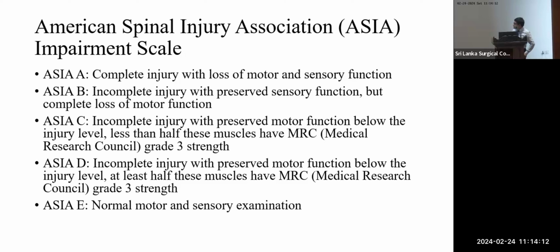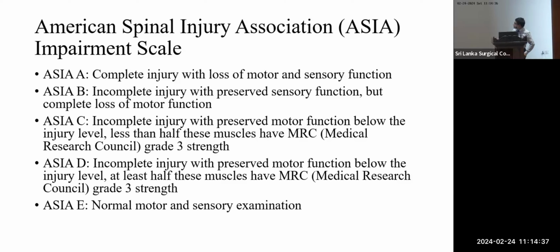Grade E is the best, where you get normal motor and sensory function. A is complete loss of everything. So B, C, and D are in between, and all these include incomplete injury. So grade ASIA B is preserved sensory function, but complete loss of motor function.